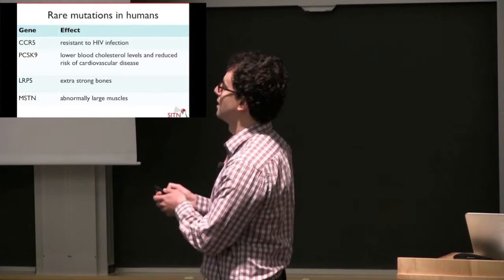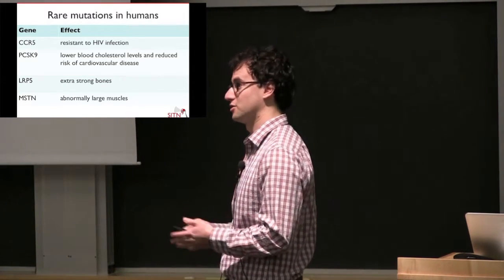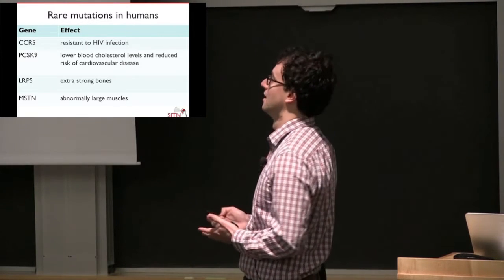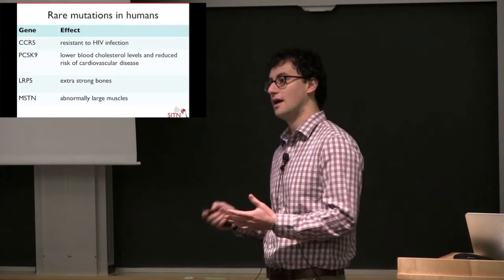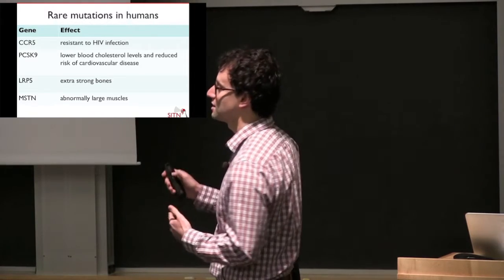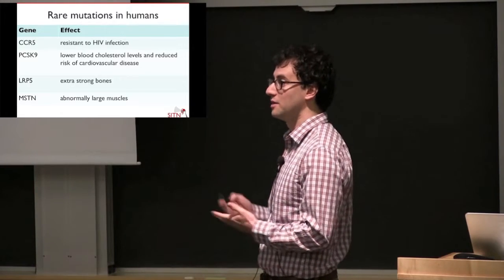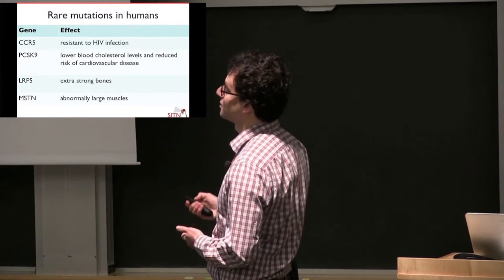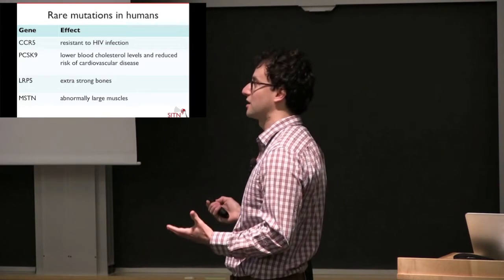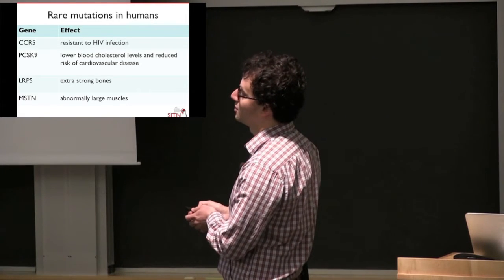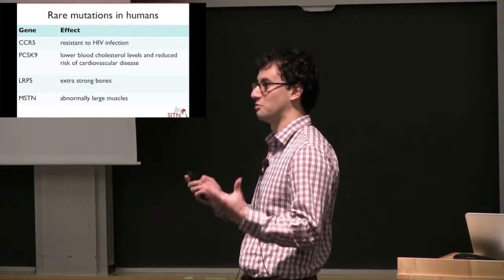For example, there are people with a mutation in a gene called CCR5, and those people don't get HIV, so they're resistant to it. They don't get AIDS. Then there's a mutation in a gene called PCSK9. We'll talk a lot more about this one. These people are quite lucky in that regardless of what they eat, their chance of getting a heart attack is much lower, in some cases 90% less than people without this mutation. There's another gene called LRP5. When you have a mutation in this gene, you have very, very strong bones. They almost never fracture. And then there's a mutation in a gene called myostatin, where people with this mutation are just born with abnormally large muscles.